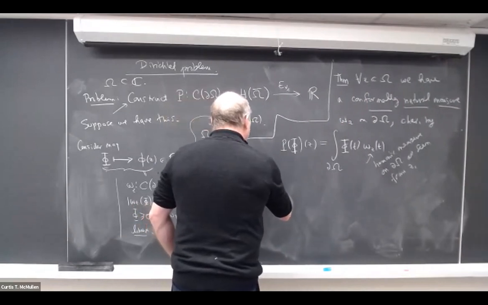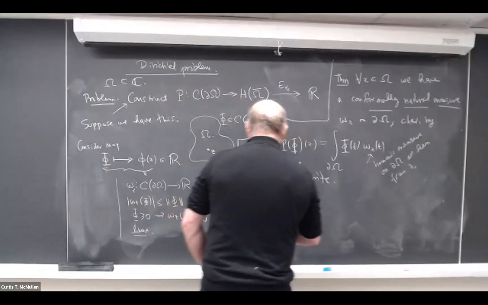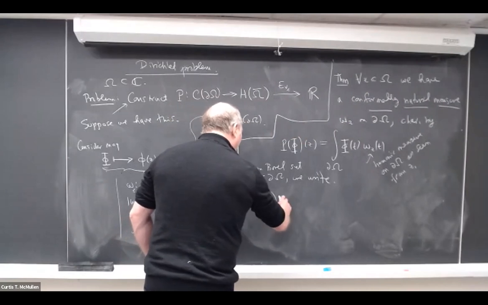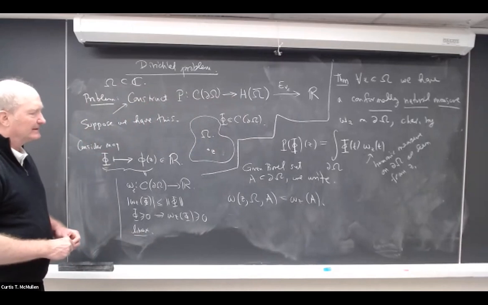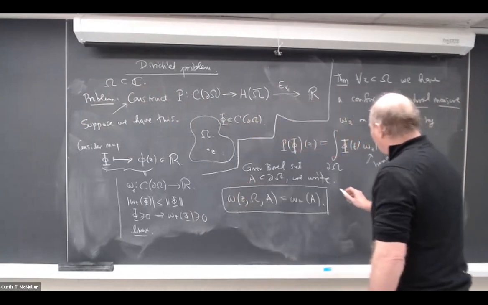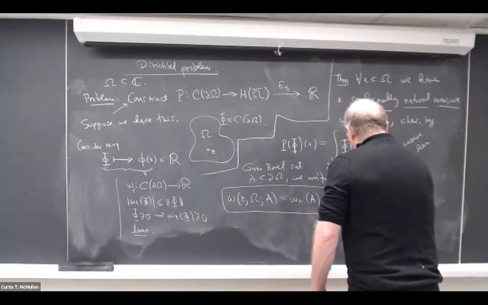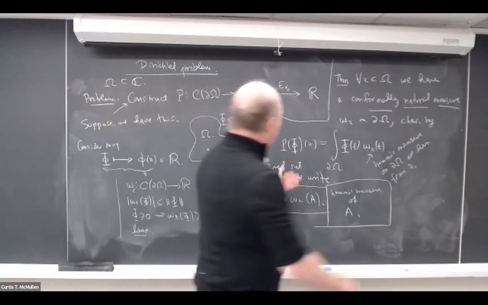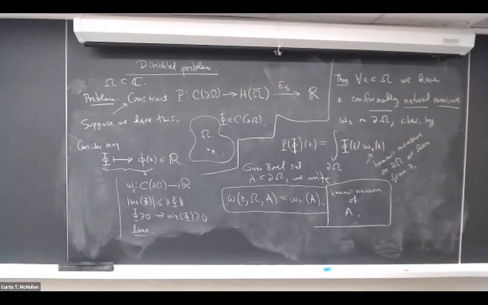So given say a Borel set A contained in the boundary of omega, we write, this is just standard notation, the harmonic measure on the boundary of omega as seen from z of A as omega_z of A. So in other words, this is the z measure of the set A. And this object, which is called the harmonic measure of A, carries all the information about solving the Dirichlet problem on your region. If you know this measure, then you can solve the Dirichlet problem. It tells you, so to speak, what the Poisson kernel is for your region.